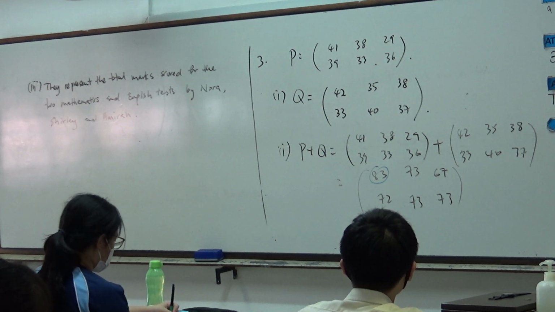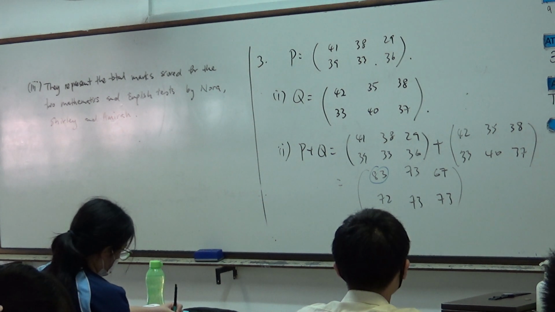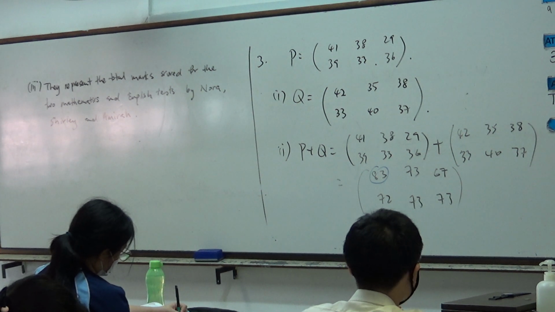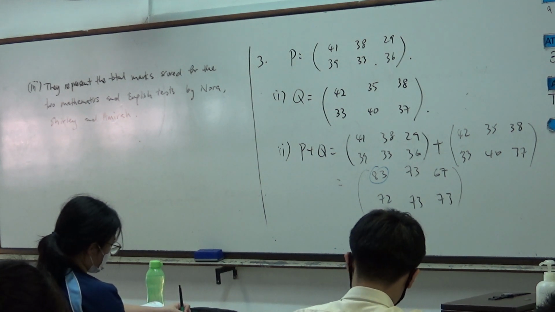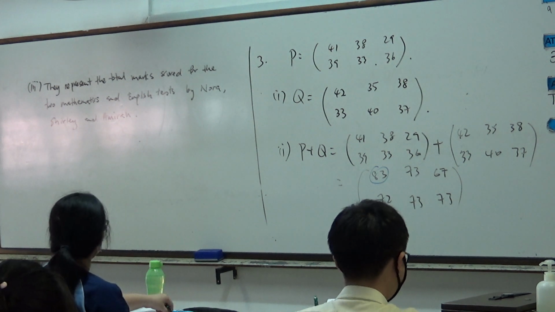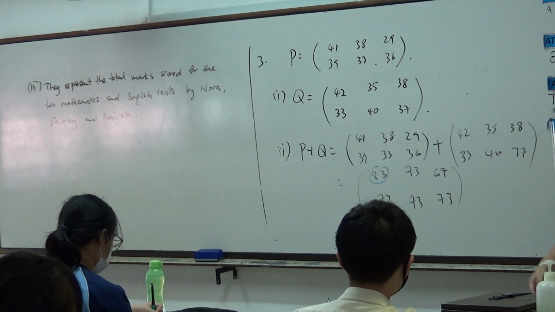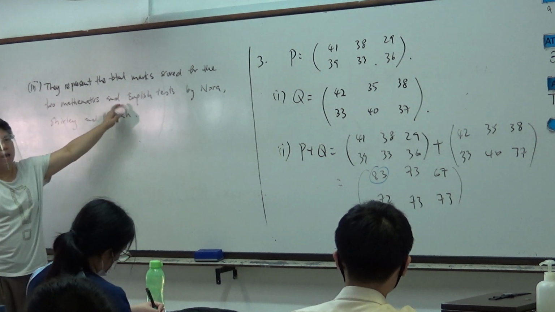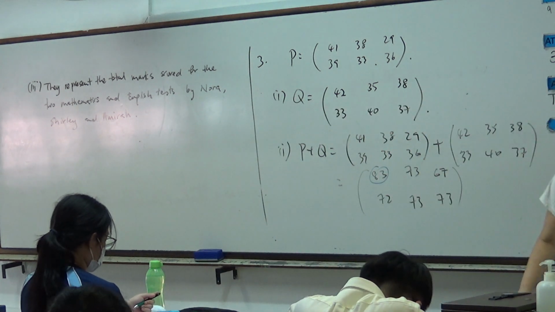Okay, so they represent the total marks scored for the 2. Is it for the 2? Yes. Mathematics and English test by Nora, Shirley, and Amira. And just write, because I said for the 2 mathematics and English, this one will go with this, and 2 English will go with it. Doesn't matter, as long as you tell me what you compare with.